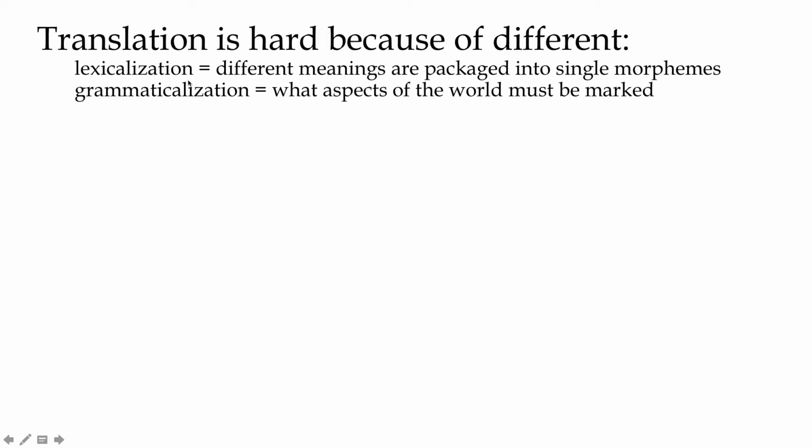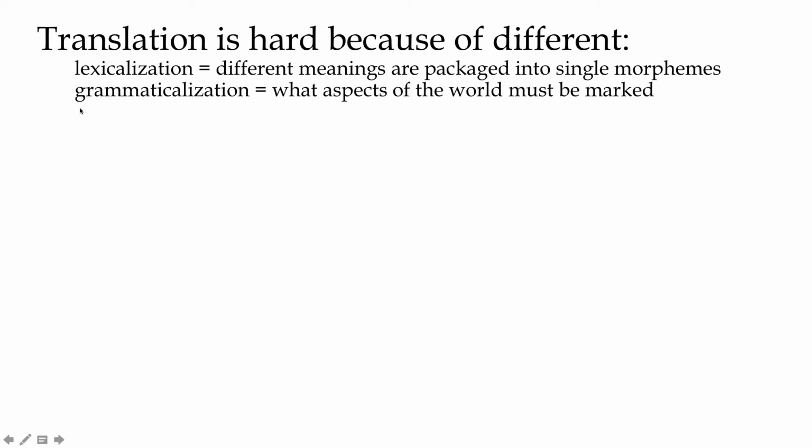One is because of lexicalization. So different languages will have different lexical entries. A morpheme could mean one thing in a language, and the best translation for that morpheme could still mean something slightly different in another language. There's no real one-to-one correspondence or direct translation in the world languages.